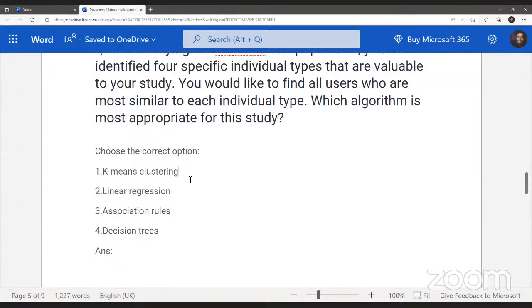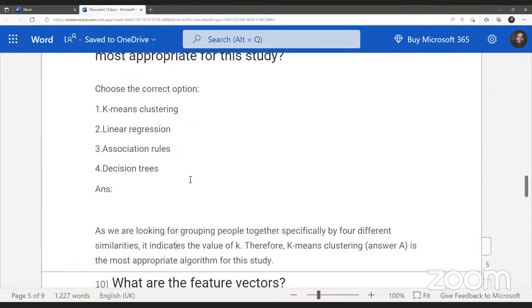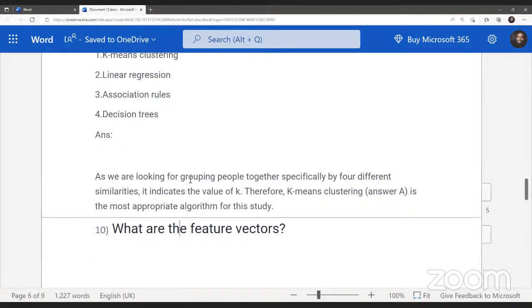If we look into this, as we are looking for grouping people together specifically by four different similarities, it indicates the value of K, where k-means clustering is one of the appropriate algorithms for these kinds of studies. So as we jump into the next question, what are feature vectors? If anyone knows the answer, try to ping me in the chat box and we'll discuss the answer within a minute.